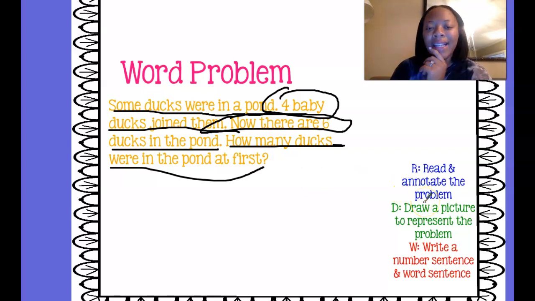Should I annotate like this? Should I be circling and underlining everything? Think about that, because you're going to have to answer below.